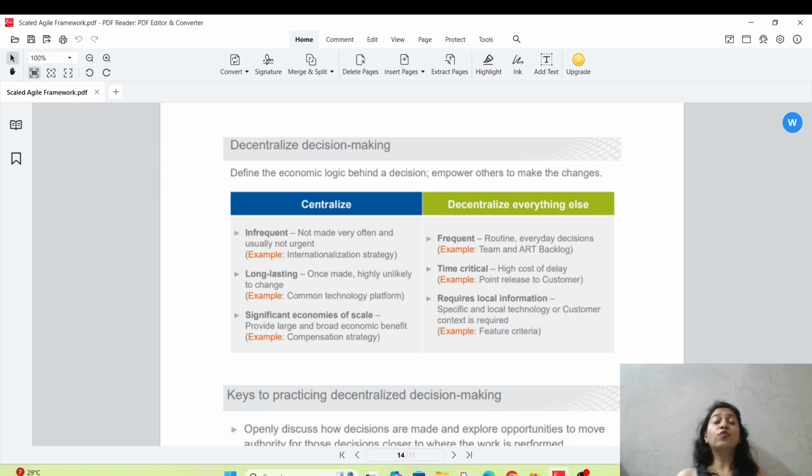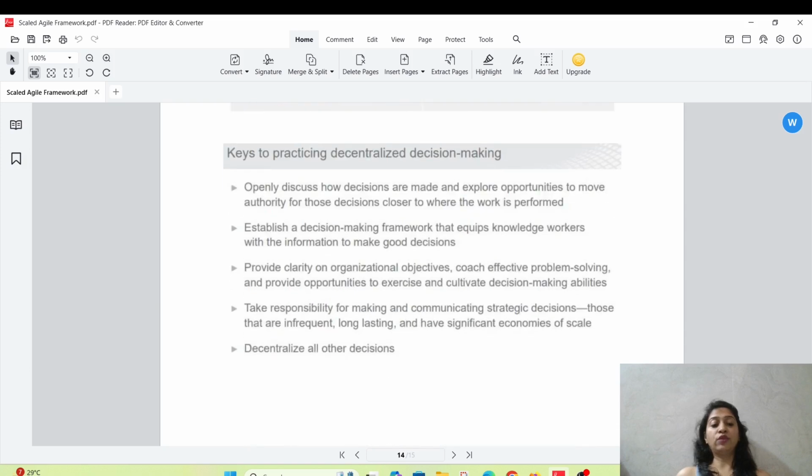Okay. So we have worked with the agile 12 principles. We have gone through them in the last part of the video and in this video. So let's go ahead and see what are the key practices to decentralize the decision making. We should utilize these practices in our agile teams.